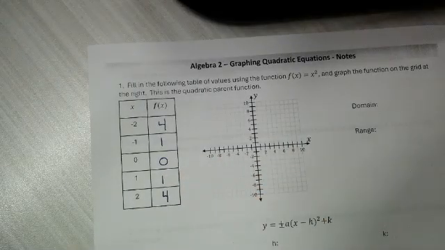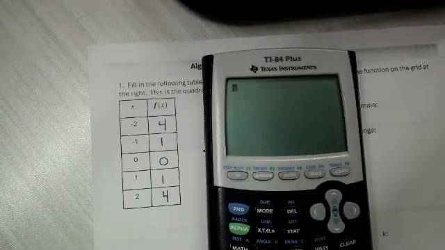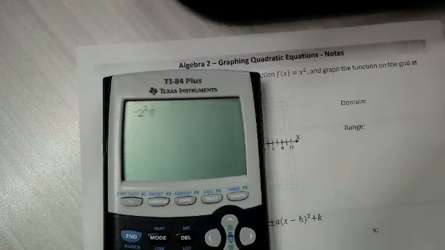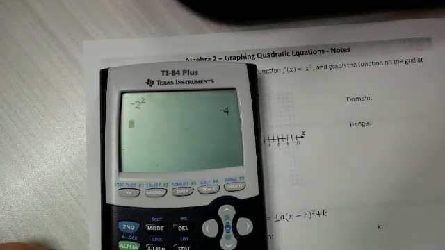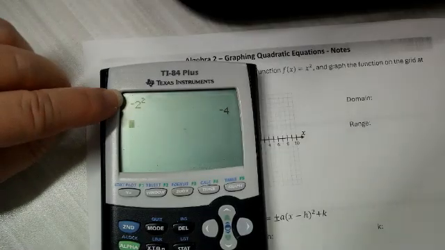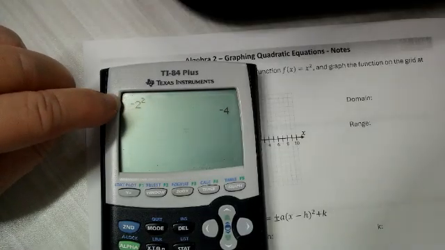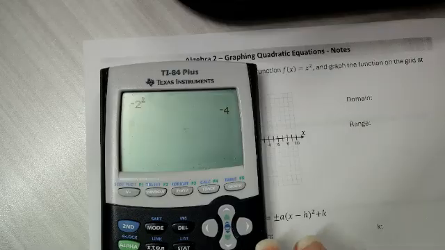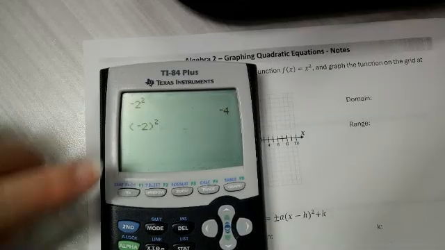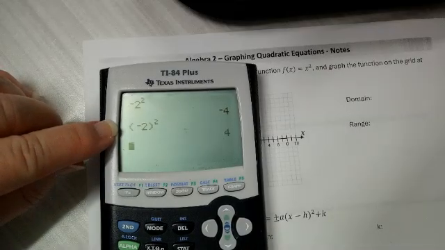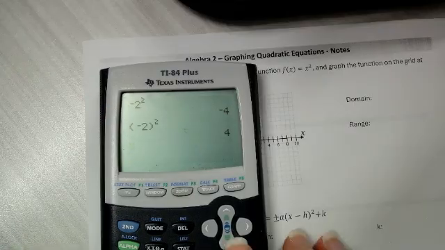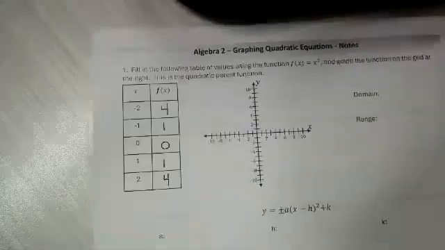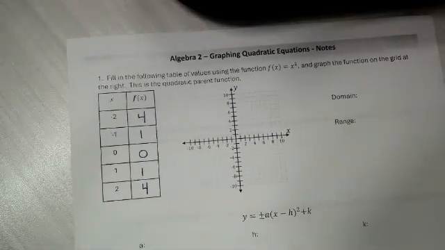Now when you do negative 2 squared, be careful, because if I put in negative 2 squared, I get negative 4. And we know a negative times a negative is a positive. So that's happening because the 2 is getting squared, but not the negative 2. So if I want to square negative 2, I need to put it in parentheses. And then it will multiply negative 2 times negative 2 and give me the correct answer. So be careful. Your calculator does what you tell it, not what you want it to do.